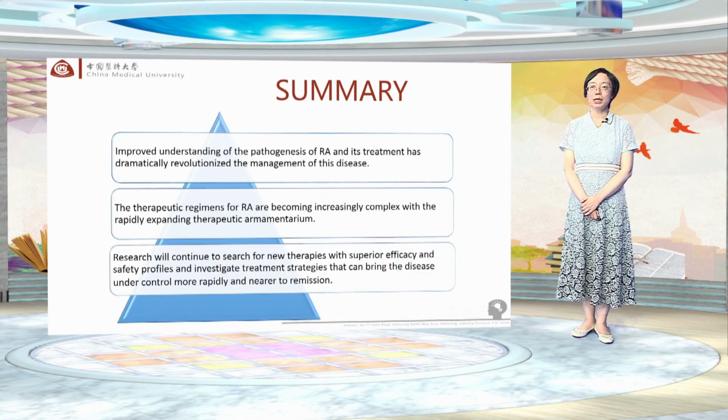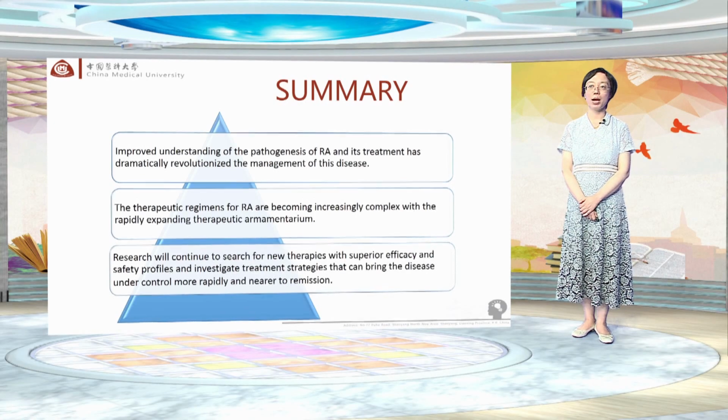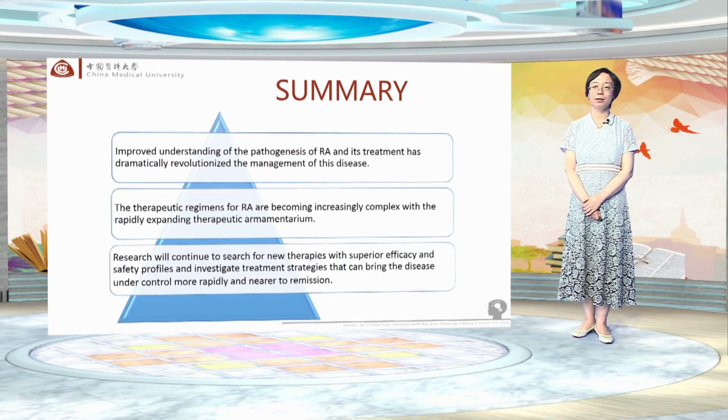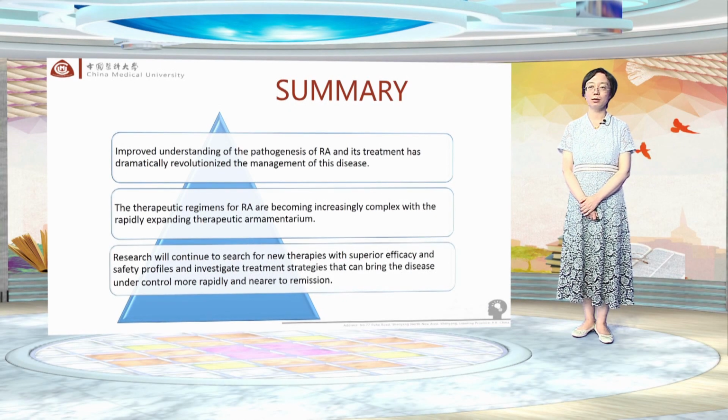In summary, improved understanding of the pathogenesis of RA and its treatment has dramatically revolutionized the management of this disease. The therapeutic regimens for RA are becoming increasingly complex with the rapidly expanding therapeutic options.